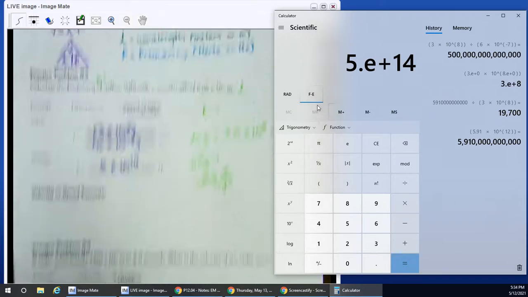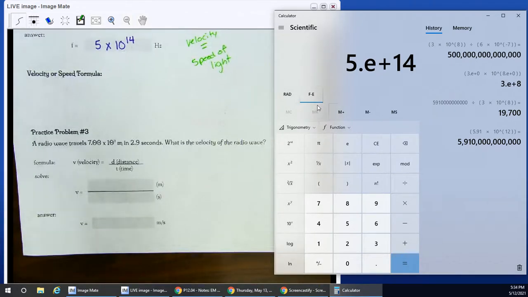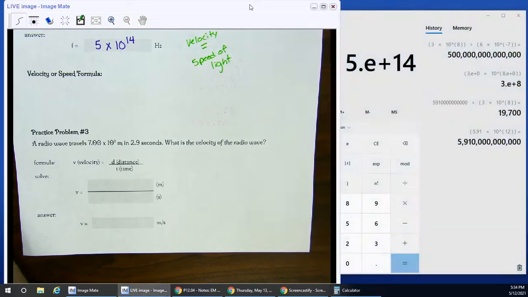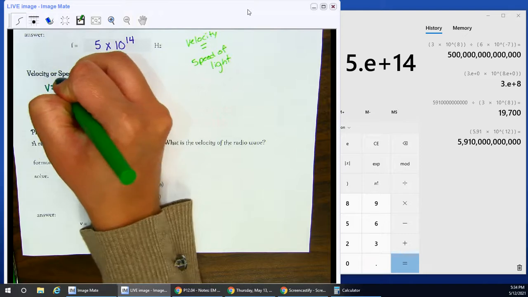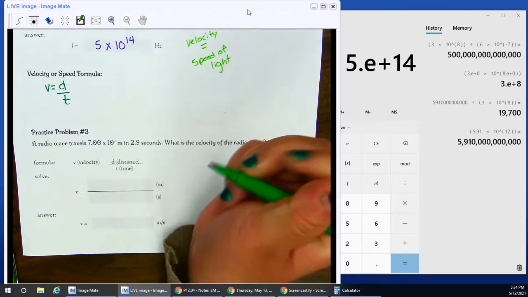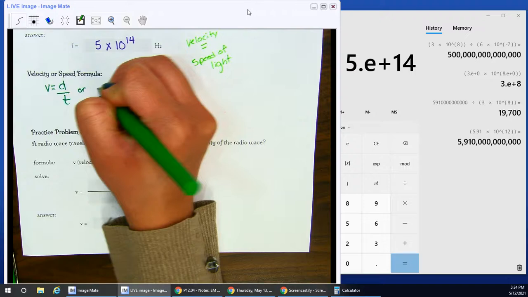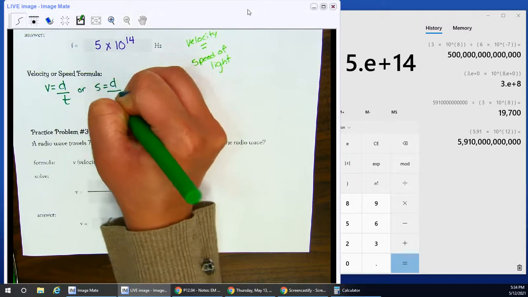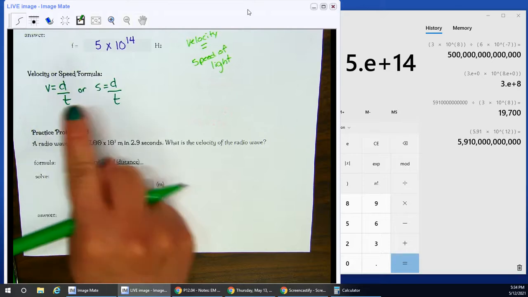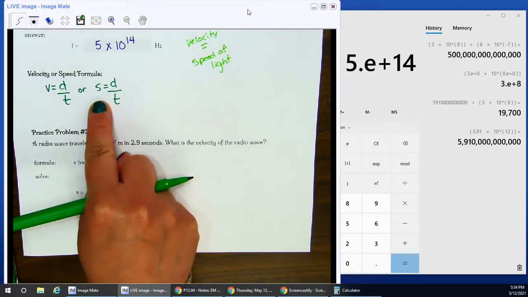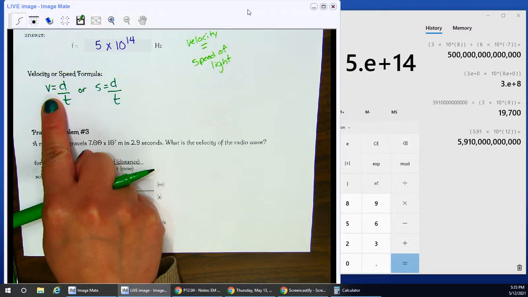All right, we got one more problem to do. This is our speed, our velocity formula. Again, this is another formula we've already used. We already know what it is. It's velocity equals distance over time. Or we can use speed equals distance over time. Remember, velocity and speed are kind of the same, except speed does not have direction. Velocity does have direction.